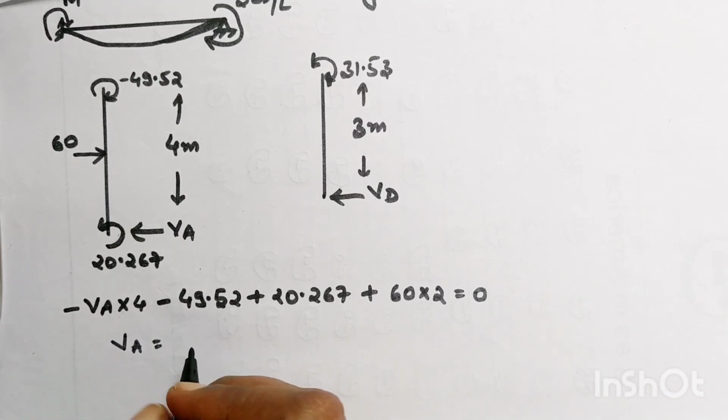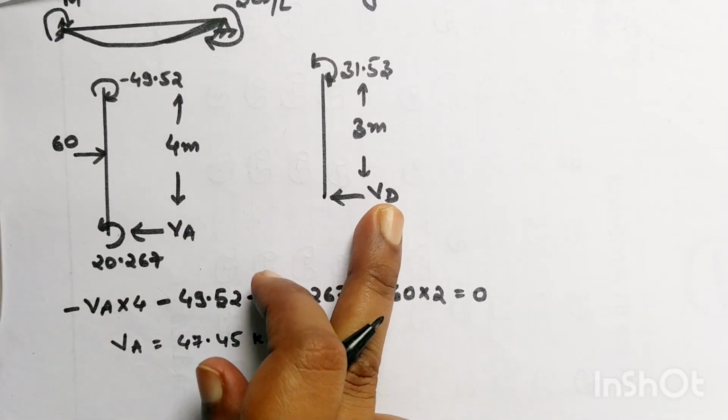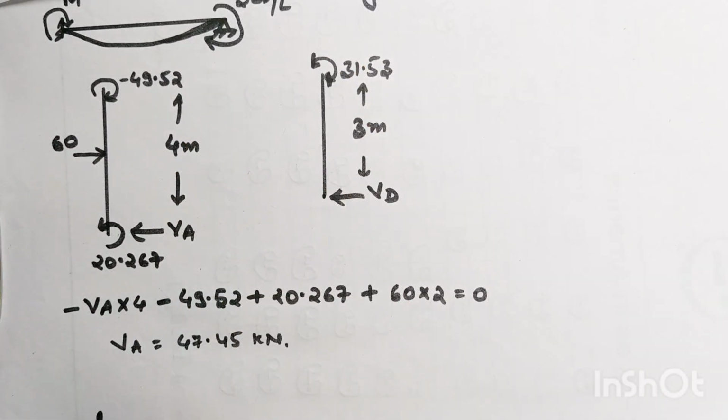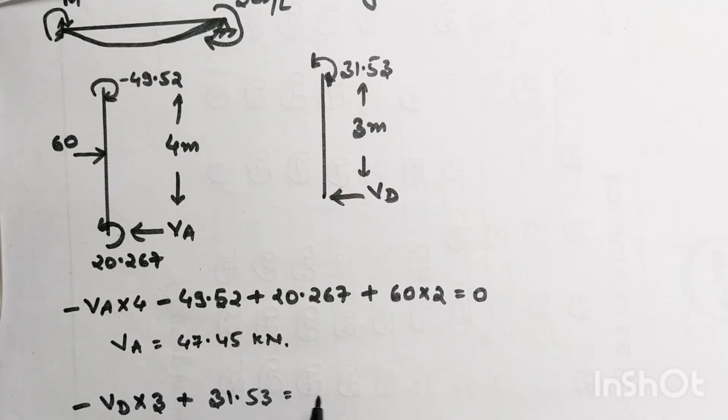So just put it in the calculator, and VA came out to be this much kilonewton meter. Do not forget to write the units. And we'll be doing it for VD, just taking the moment. So this one is clockwise, negative. Then your moment is equal to 0, so VD came out to be this much. So we have VA and VD.